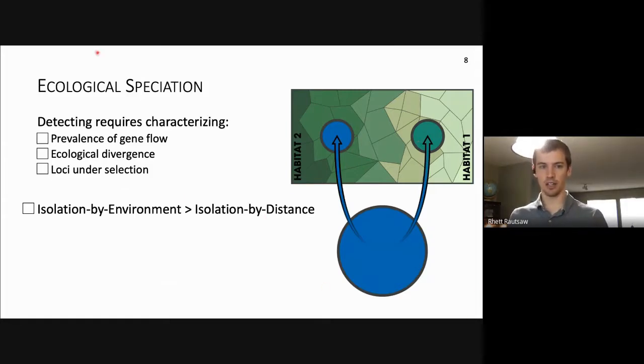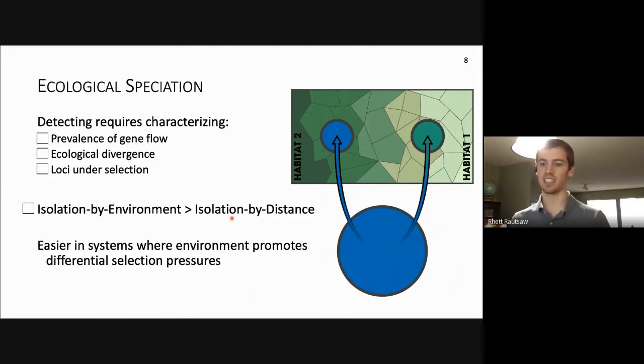So throughout this talk, I'm going to basically cover these points here, and test all of these requirements and expectations of ecological speciation. But like I said, this can be really difficult, and it's best to really choose a system where we know what genes are going to be targeted by the environmental selection pressures.